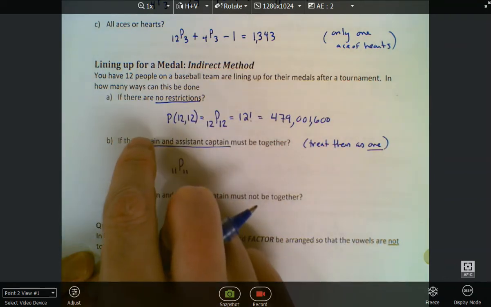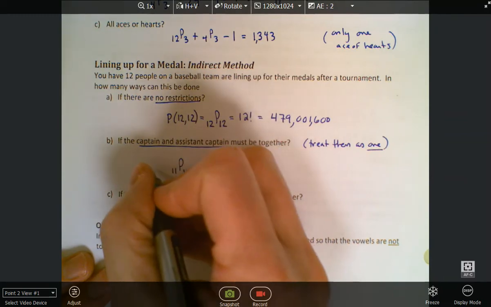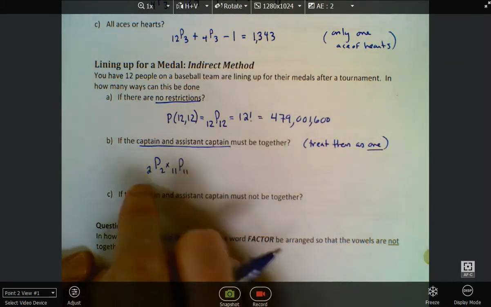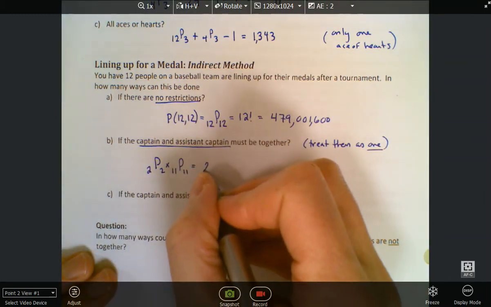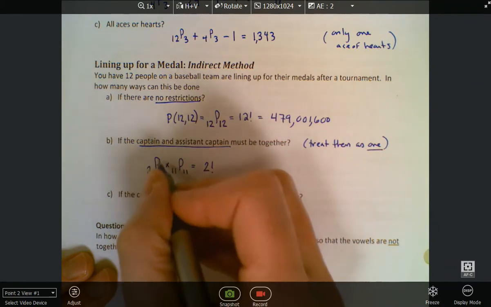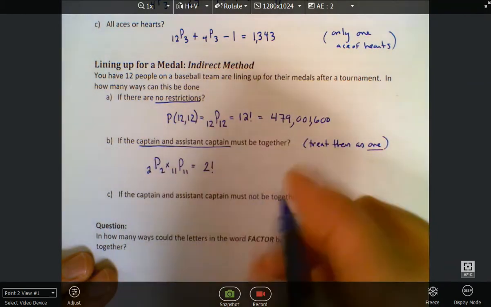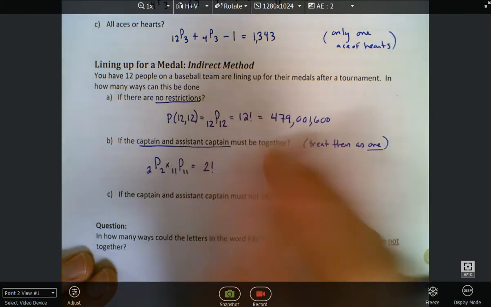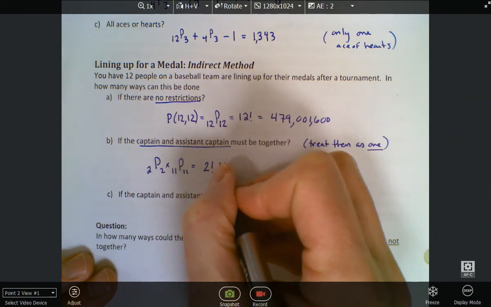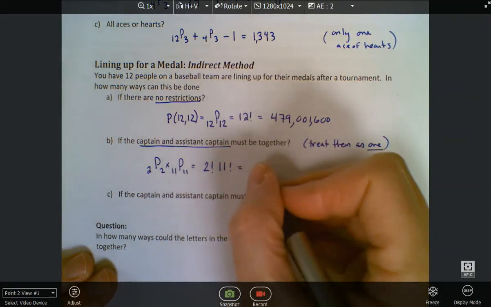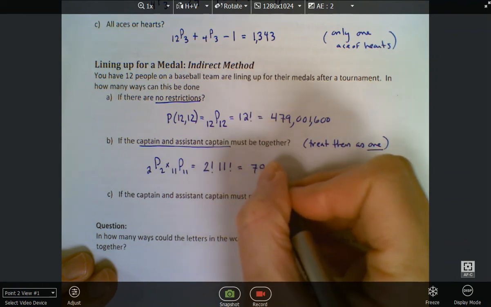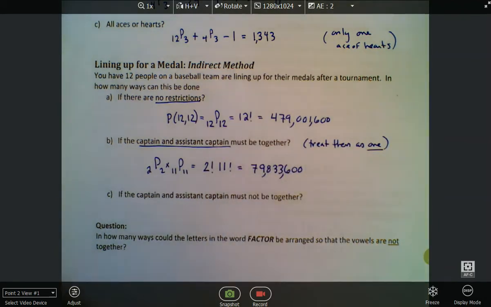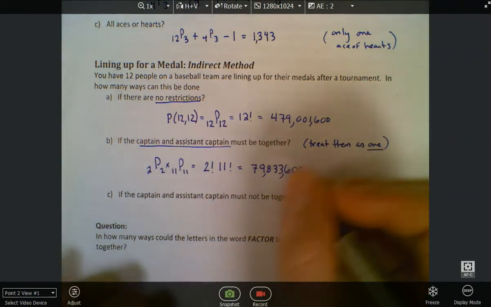So how many ways can you arrange the captain and the assistant captain? There's 2 of them, and we're going to pick 2 of them. So it's 2P2. So really what we're saying is there's 2 factorial ways of arranging them, the captain and the assistant captain, and then to arrange 11 objects, because remember there were 10 separate plus the 2 together, is 11 factorial, and you end up with 7,983,360, 79 million approximately, as you can see there.